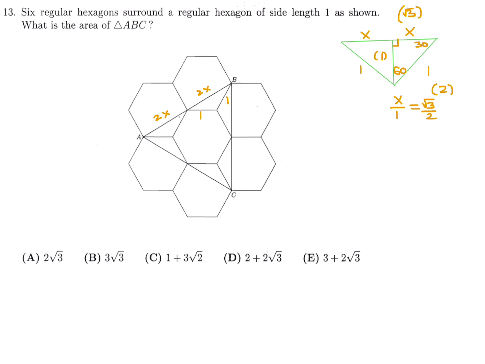Okay, now let's draw that triangle once again. ABC is what I'm referring to. And once I have ABC, I can now figure out the area of it.